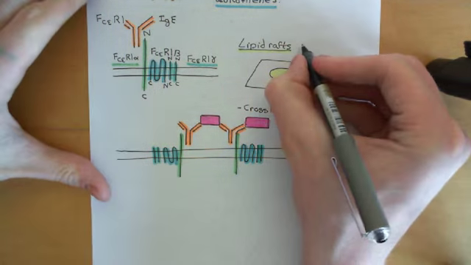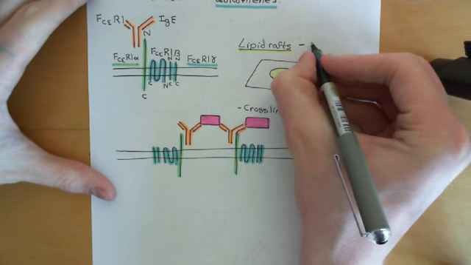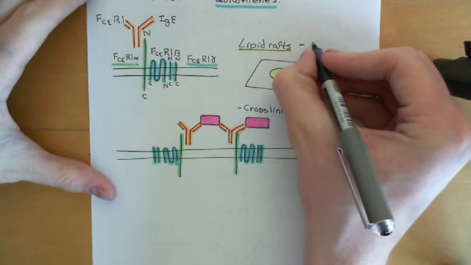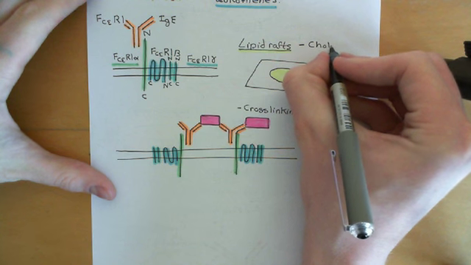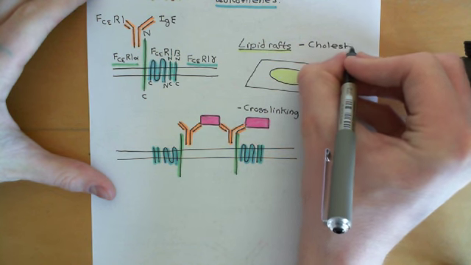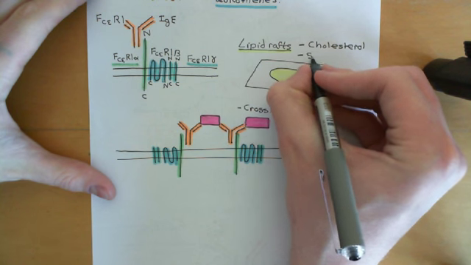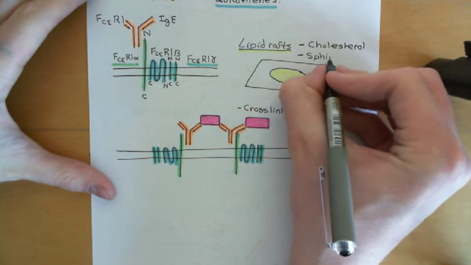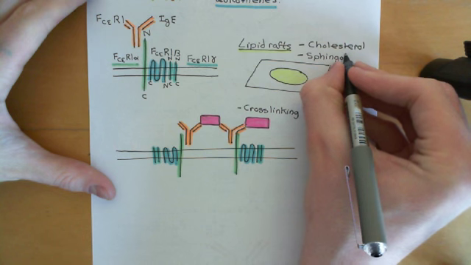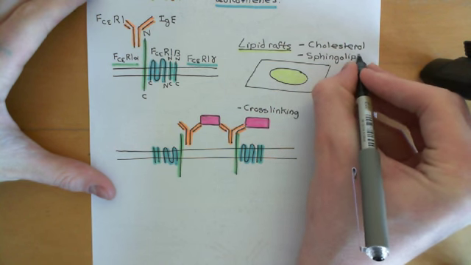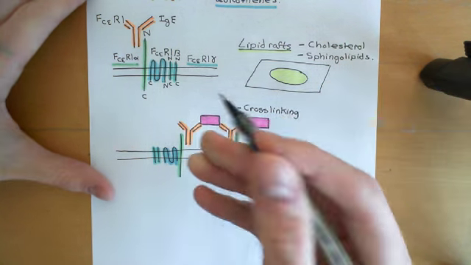So these lipid rafts, what sort of special lipids do they actually contain? Well, one of the things that they contain a lot of is cholesterol. They also contain a lot of sphingolipids, which are lipid molecules which are based on the molecule sphingosine, rather than the molecule glycerol.